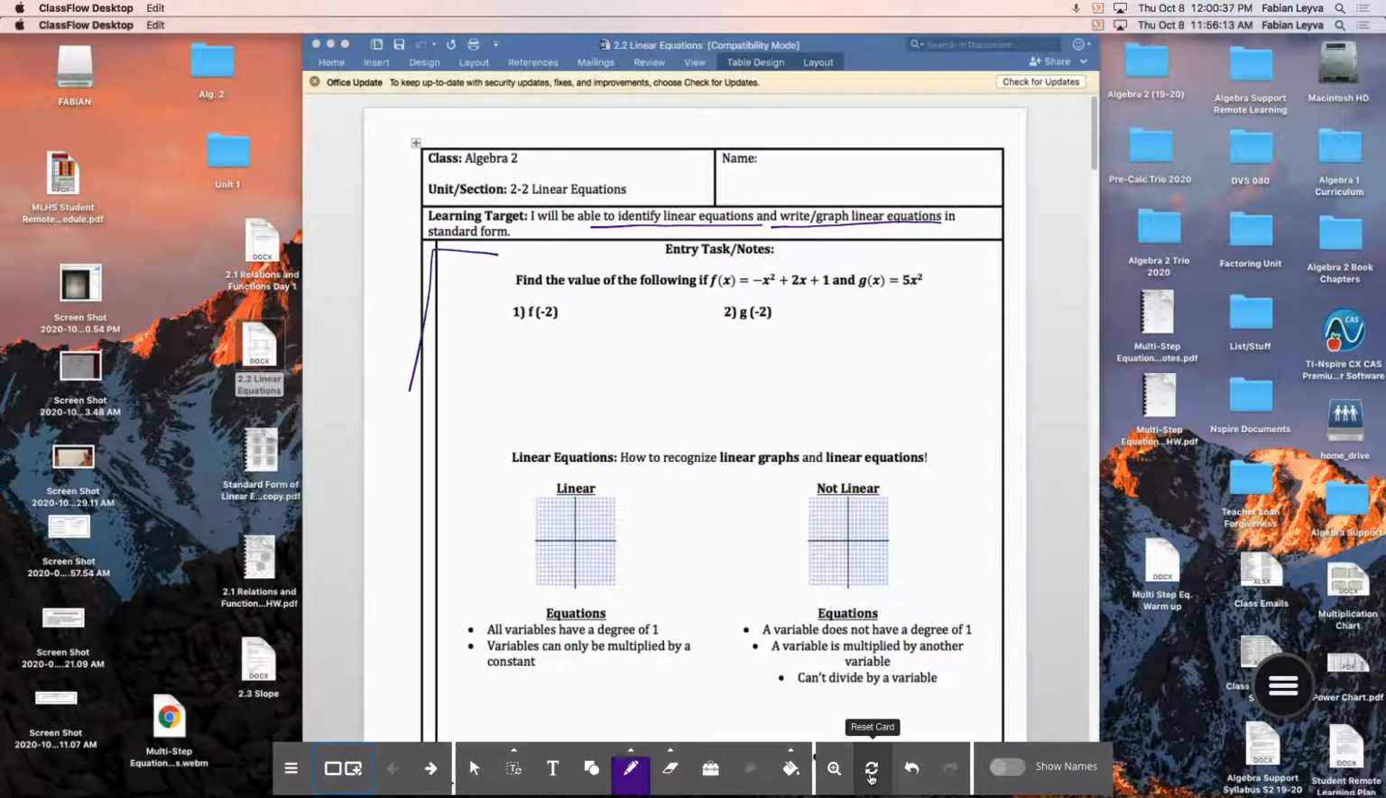So to start off with, do not worry about the entry task. That is the entry task that I gave you guys at the beginning of the class, so you should already have this on top of your paper. What I'm going to do is scroll down to start off from right here to start discussing what are linear equations.